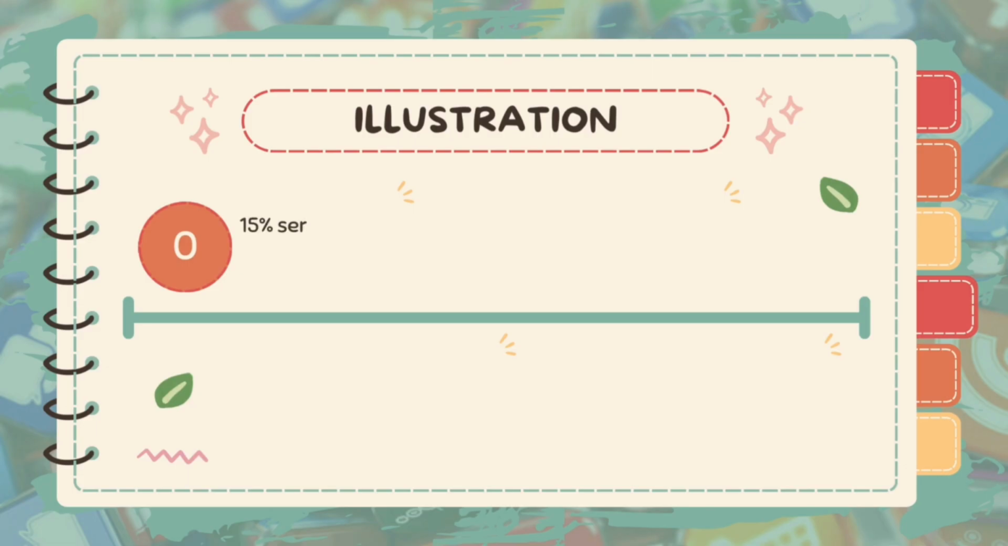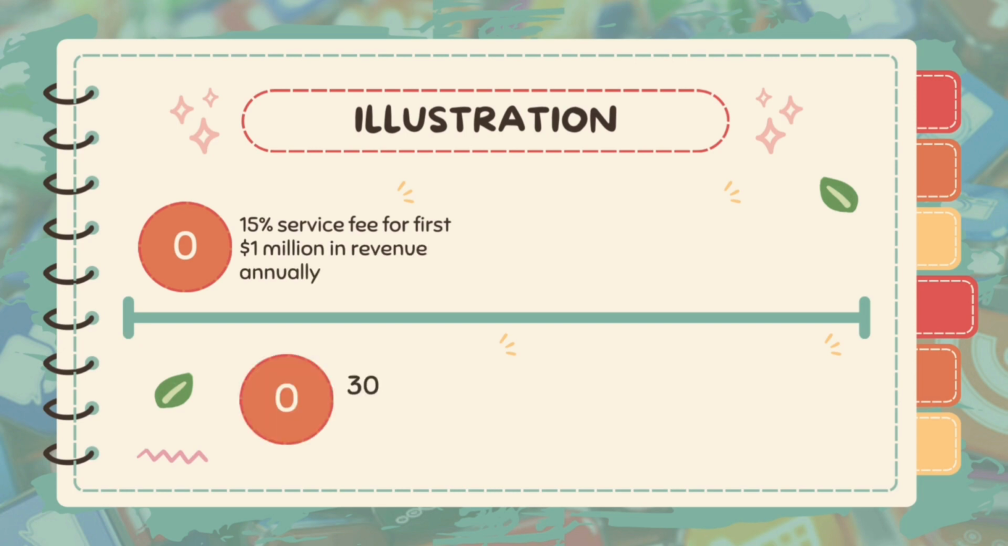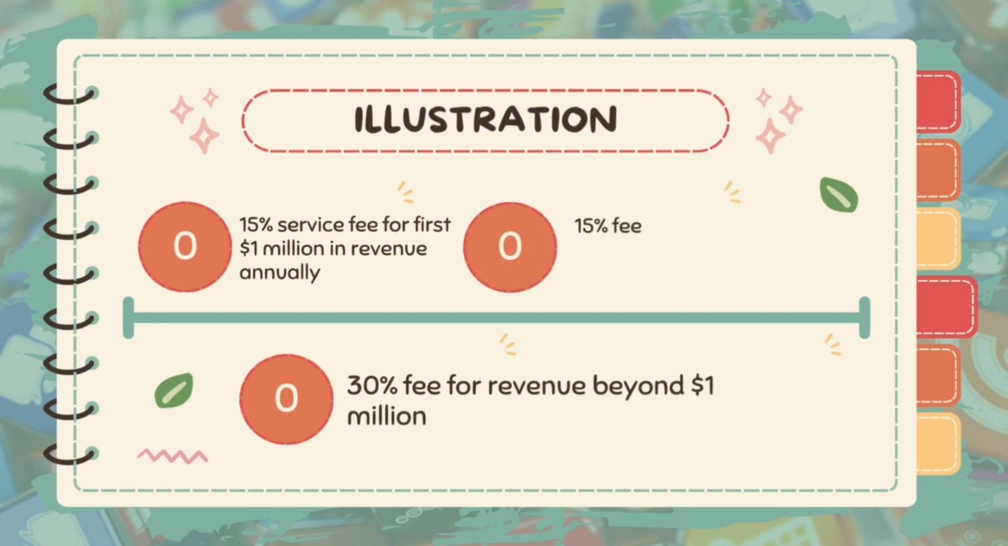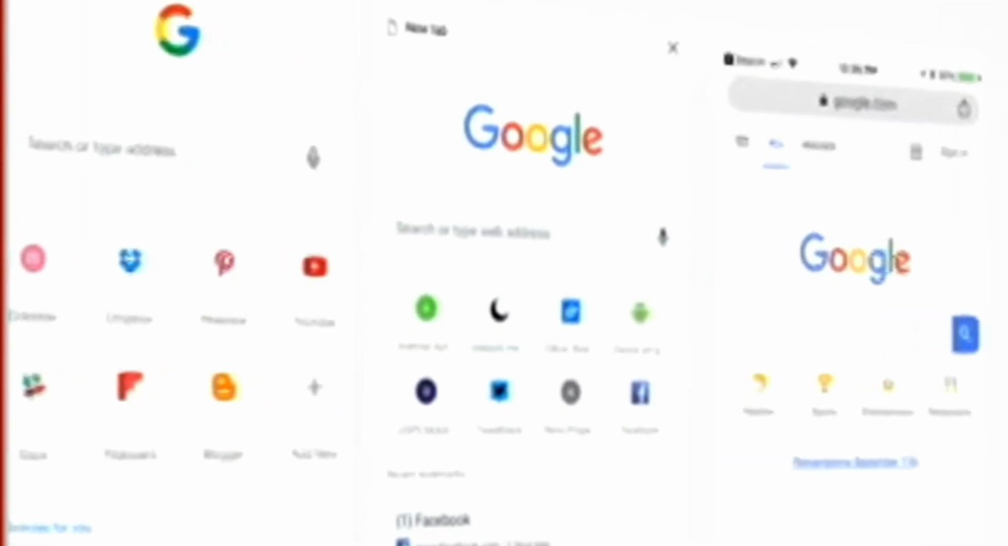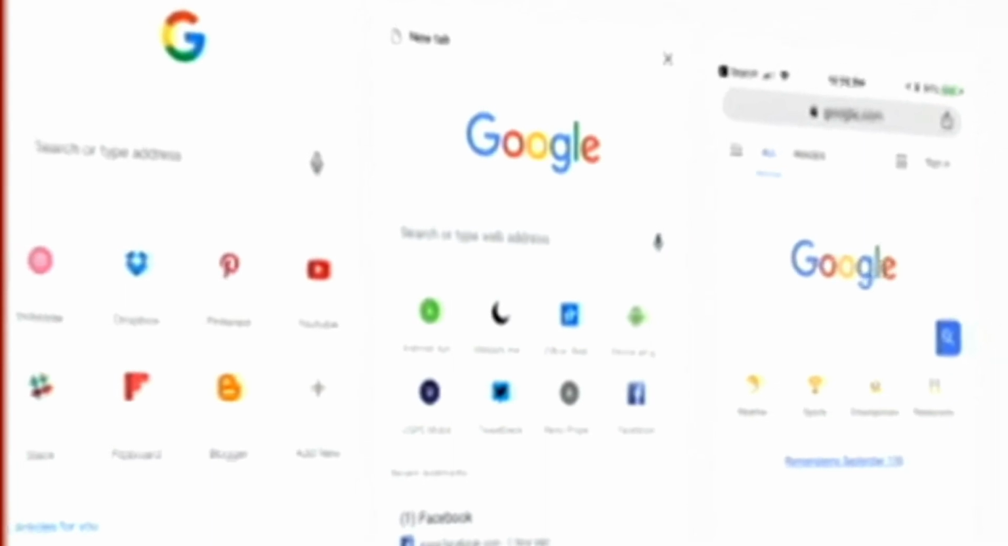Initially, developers are charged a 15% service fee for the first $1 million in revenue earned annually. Beyond this threshold, the fee increases to 30% of earnings. For automatically renewing subscription products, the fee remains at 15%. Here's a practical explanation of how Google's Play billing system functions.